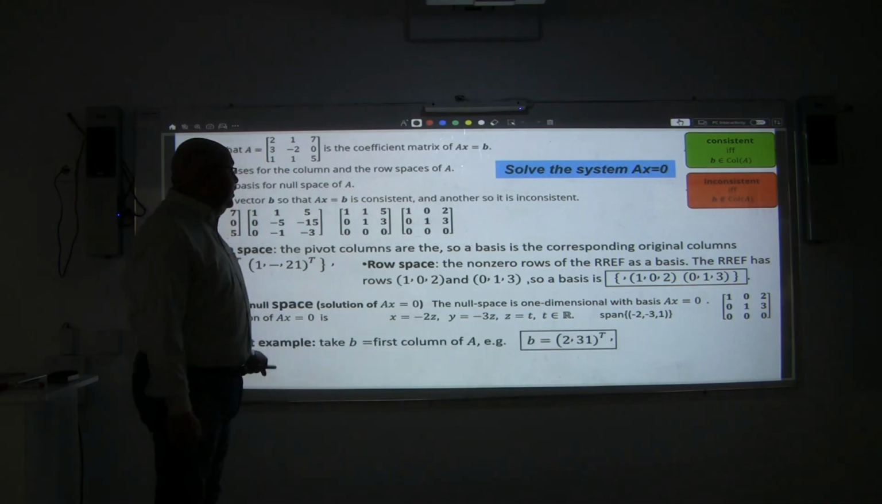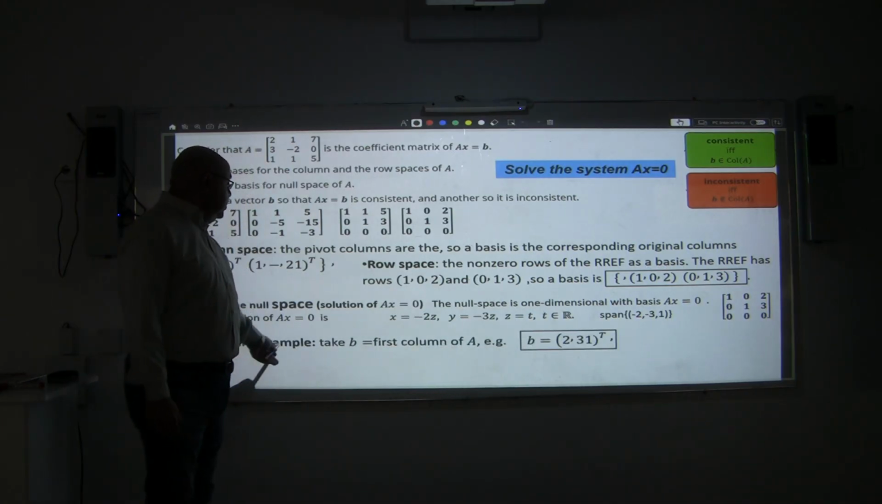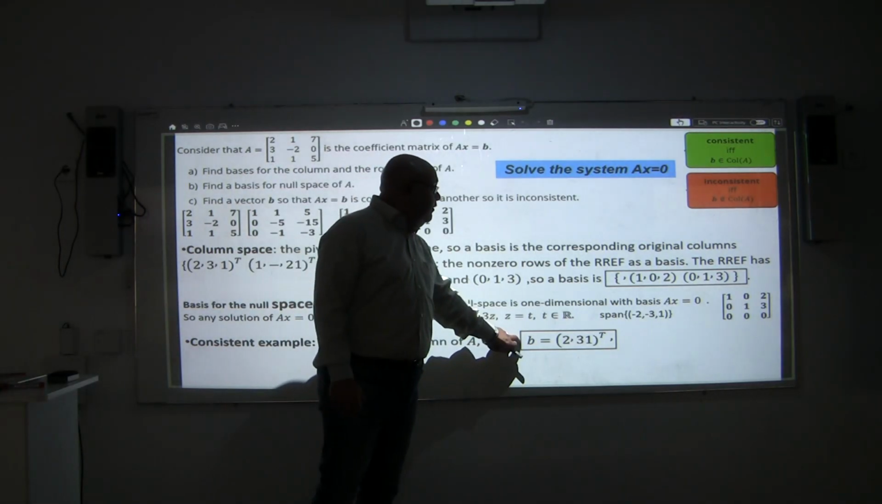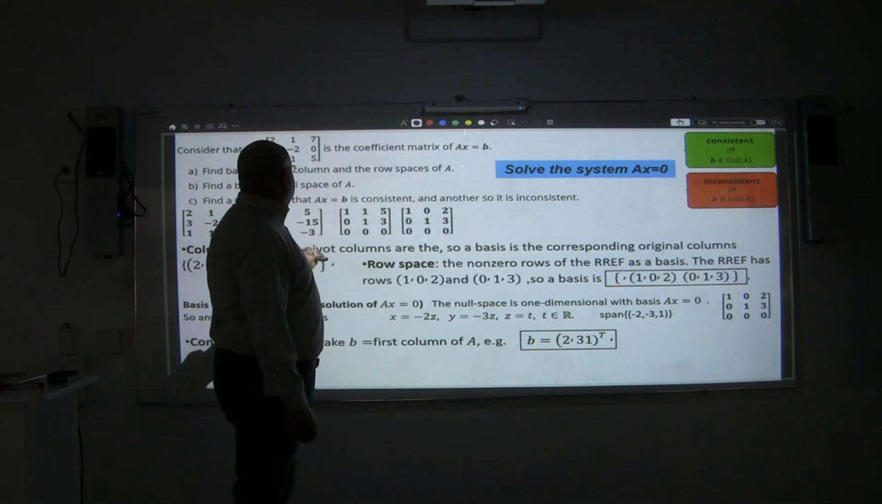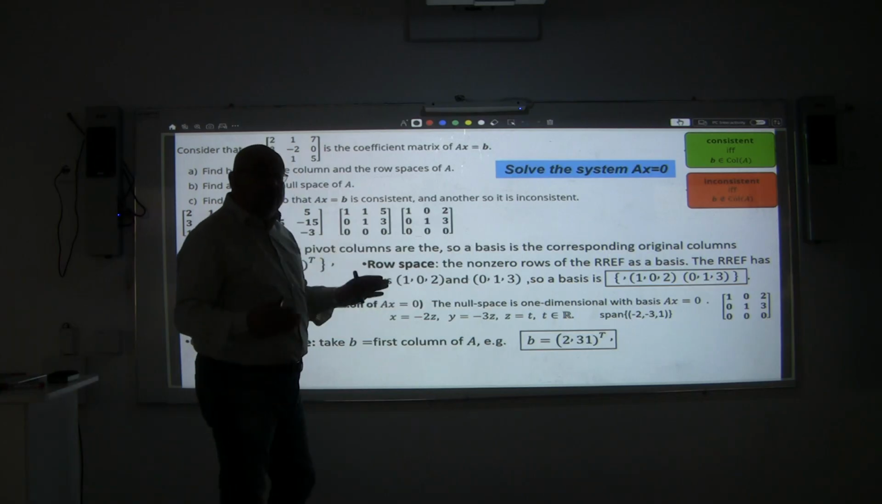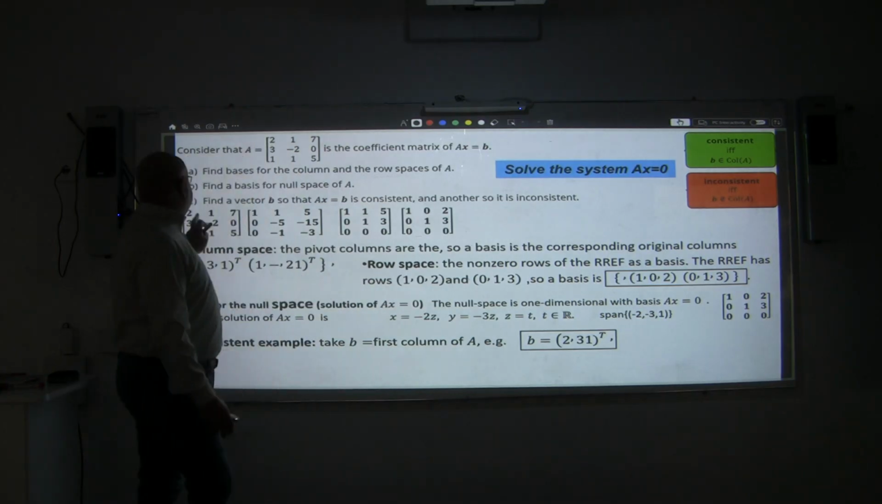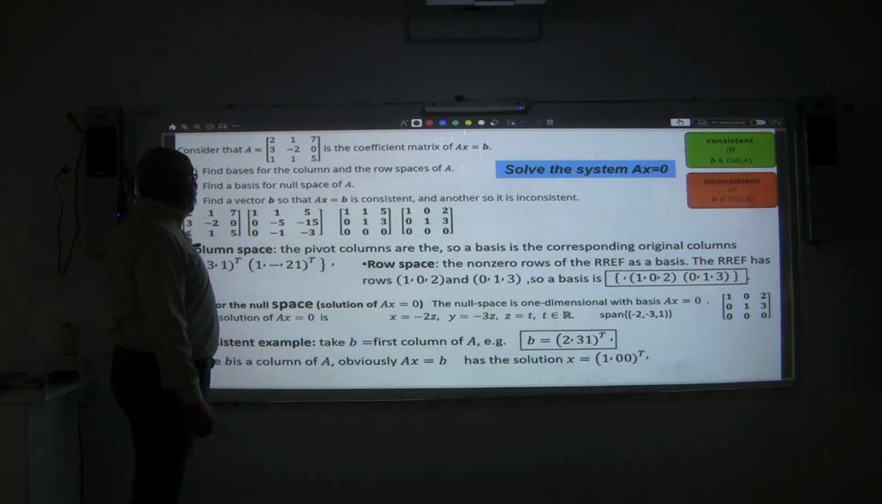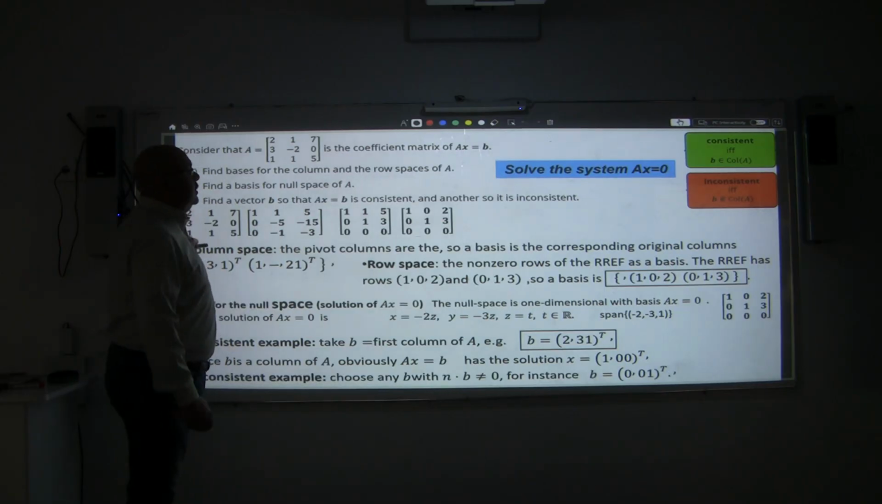Now I can find b, which makes the system consistent. Take b as the first column of A. It will be consistent if b belongs to the span of the column space. So I can take b equal to (2, 3, 1). And if you choose any value that doesn't belong to the column space, there will be no solution for this system.